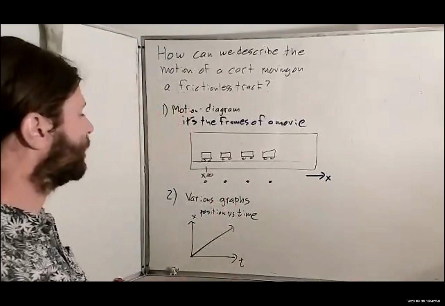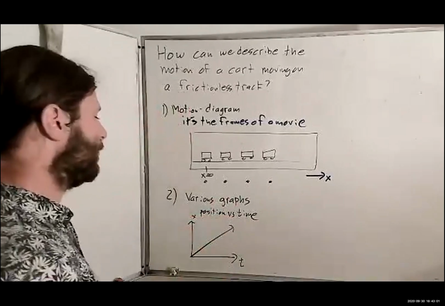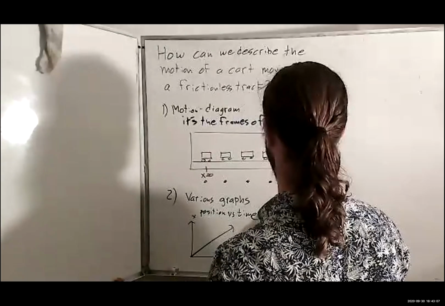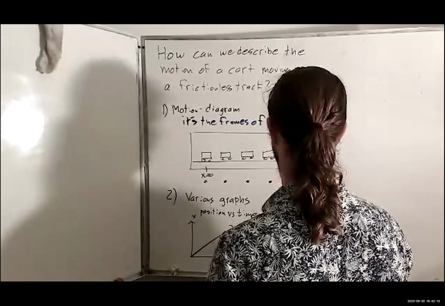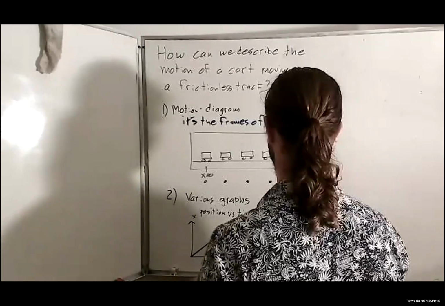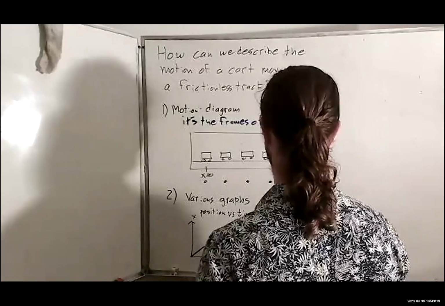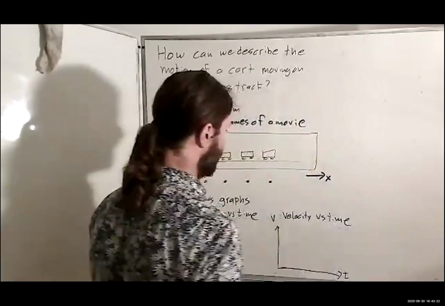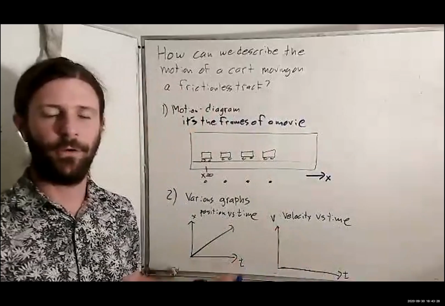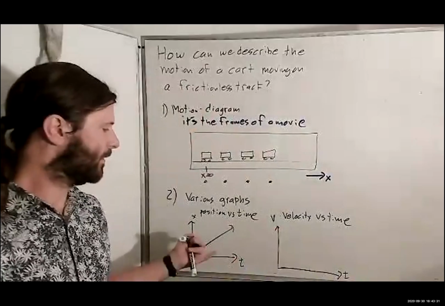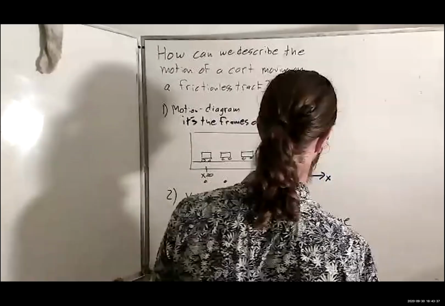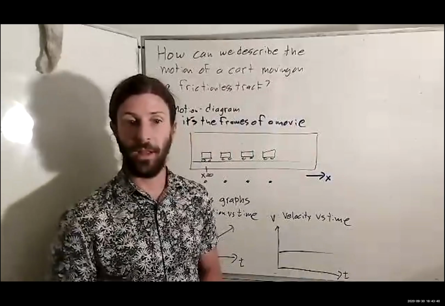I said various graphs, but I only drew one. There are other graphs, and we'll talk more about this as we go through. I'm just introducing all this. There's another graph you can use: velocity versus time. V versus t. Now notice t is time, not like a space dimension here. And for this one, I'm going to draw a horizontal line.